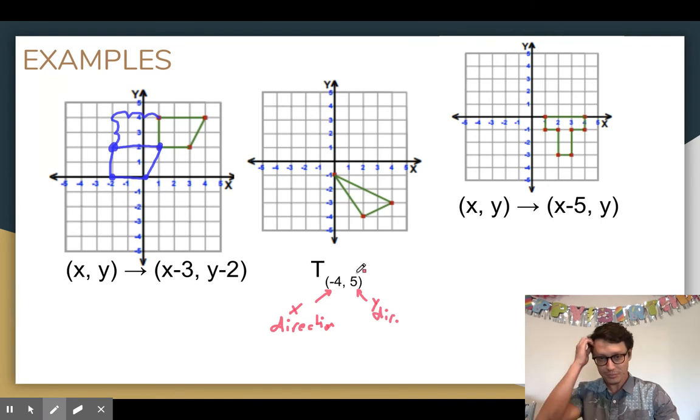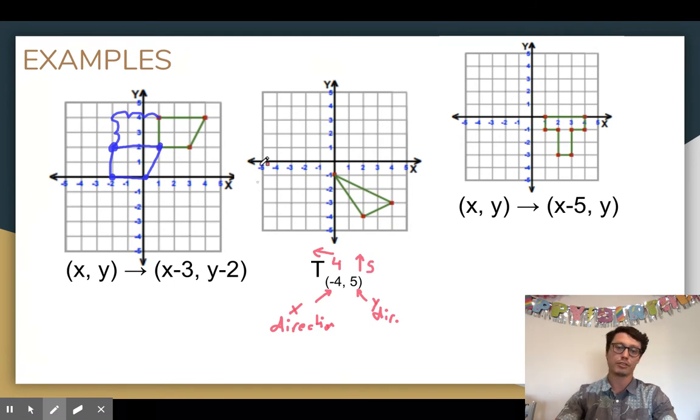Okay, so -4 means we are going to go negative in the x direction, which means to the left. This here means left 4. And if it's +5 in the y direction, that means we're going to go up 5. And we just take all the points in this shape. We go left 4, up 5.